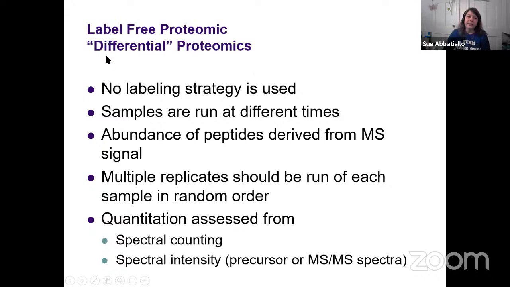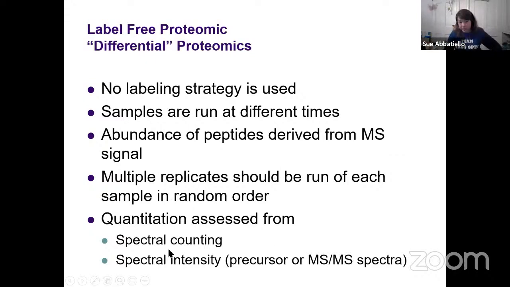So here the idea is often called differential proteomics. No labeling is used. Samples are run at different times. So while you may be able to batch process them, like in a 96-well plate where all of the digestion happens practically simultaneously, you're analyzing them by LC-MS at different times, one run after the other. The abundance of the peptides you observe are derived usually from the MS1 signal, because you are not frequently and repeatedly fragmenting the same peptides over and over, unless you're doing data independent acquisition, which Lindsay is going to cover in the second half of today.